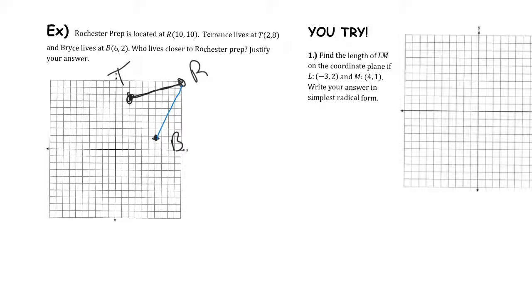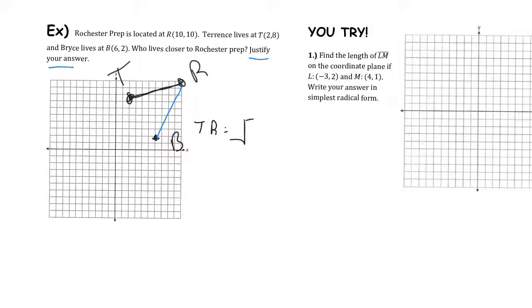One thing you want to keep in mind is if it says justify your answer, you need to show math. Sometimes students say, oh, Terrence looks closer. Well, you're not going to get the question right. You're not showing how you know. Looking closer isn't a good reason. So we're going to do the distance formula. I'm going to start with Terrence to Rochester Prep.